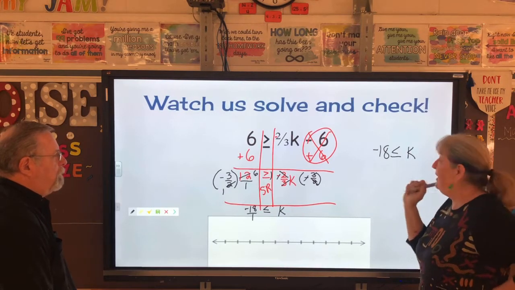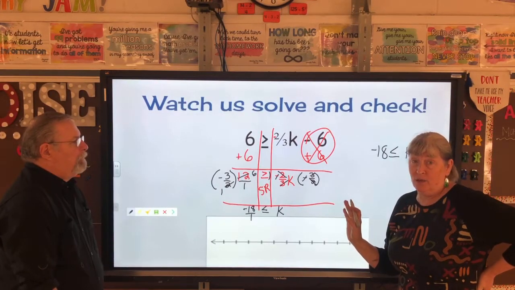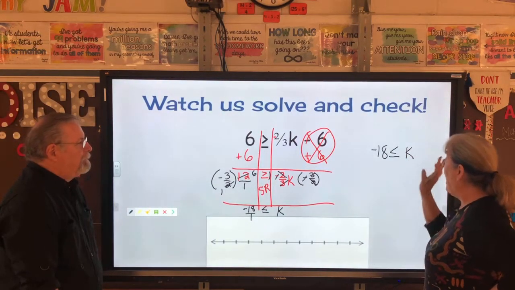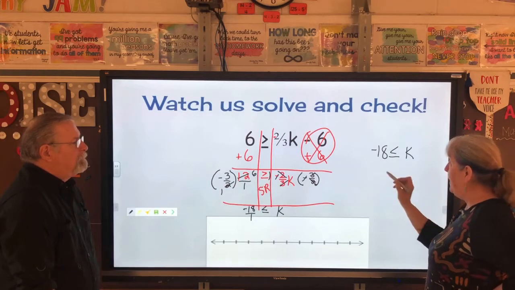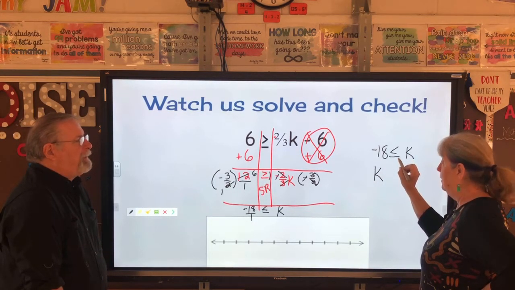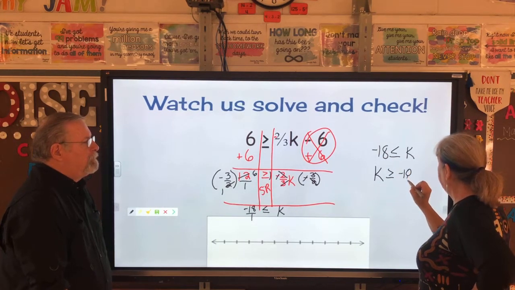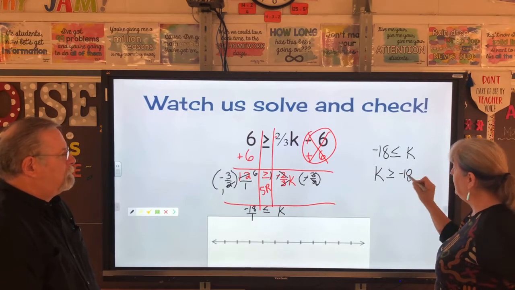But I don't like that k is on the wrong side. We threw the whole kitchen sink at you on this one. We really did. I'm going to rewrite it. And if I rewrite it, remember what Miss Berger said? All I have to do is flip that sign, and I keep the negative 18. So k is greater than or equal to negative 18.